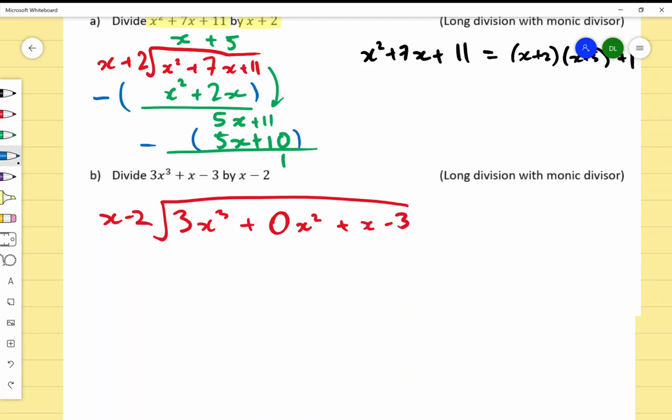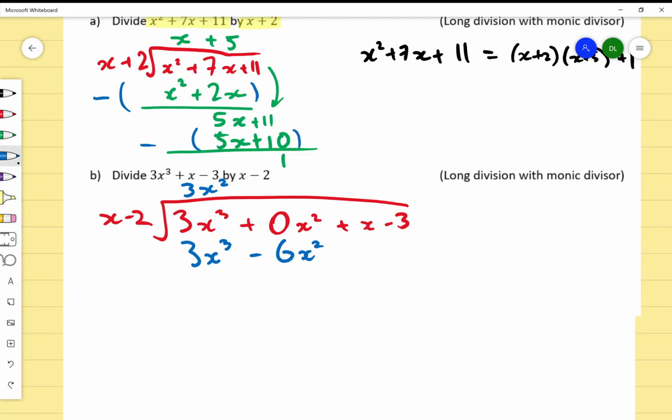What number, let me try that again. x minus 2. What number do I have to multiply x by in order to get 3x cubed? Is it just x squared? 3x squared? Good. 3x squared. So x times 3x squared gives me 3x cubed. Now negative 2 times by 3x squared gives me negative 6x squared.